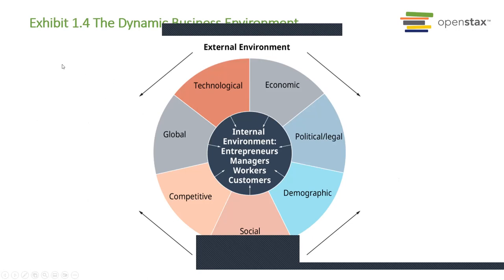So here is a good infographic about the external environment that affects the business, and what are some of the internal environments. The external environments are these outside outer lines, such as the economic, political, demographic, social, competitive, global, and technological impact on your business. These are outside factors that could affect your business, right? For example, technological advancement and social attitude changes. Do you remember Blockbuster Video? Do you remember Hollywood Video?